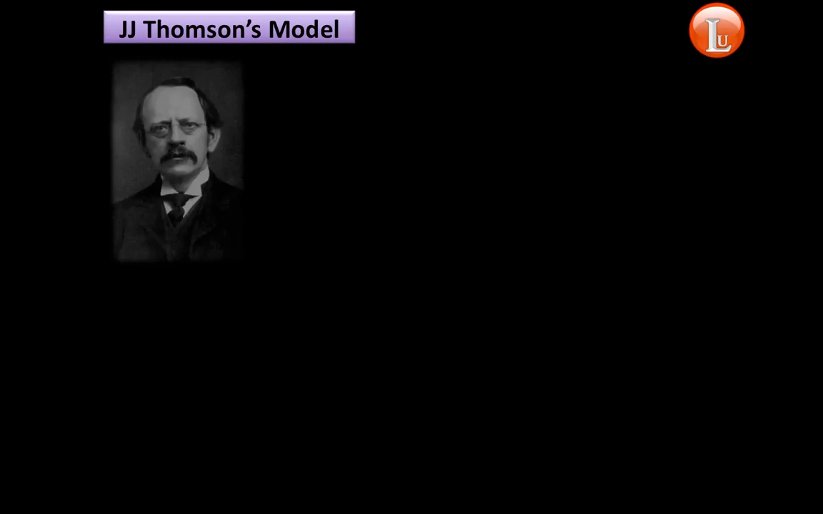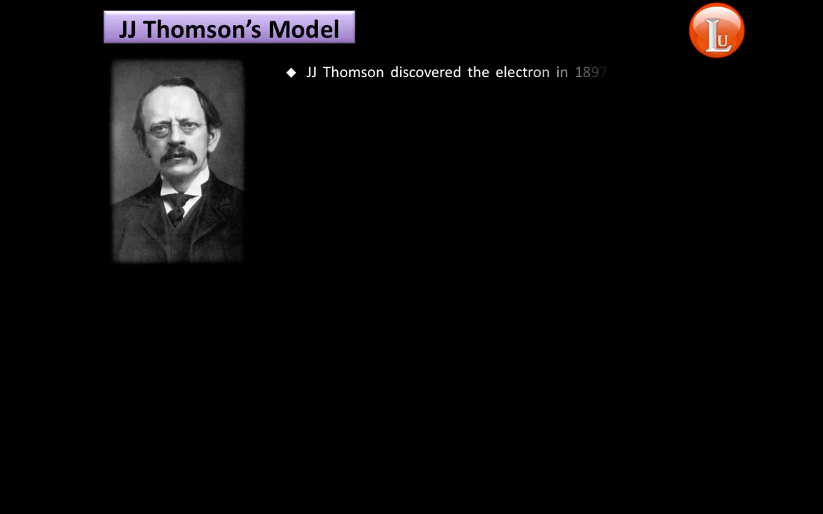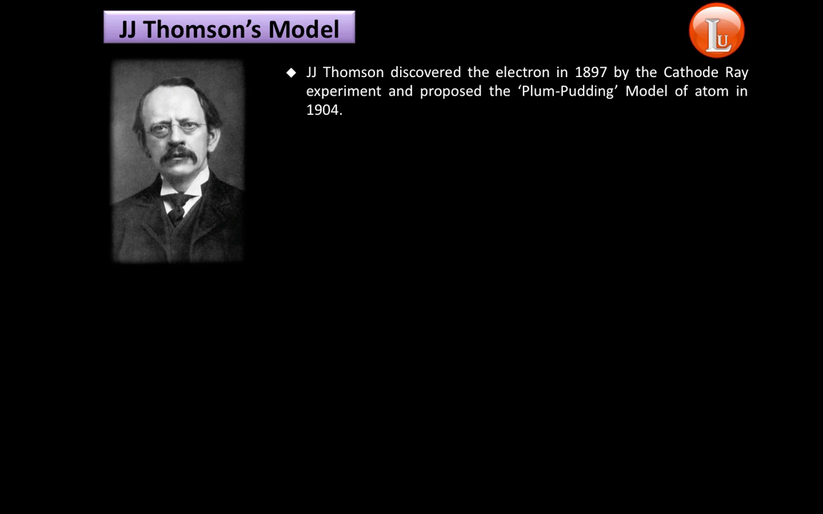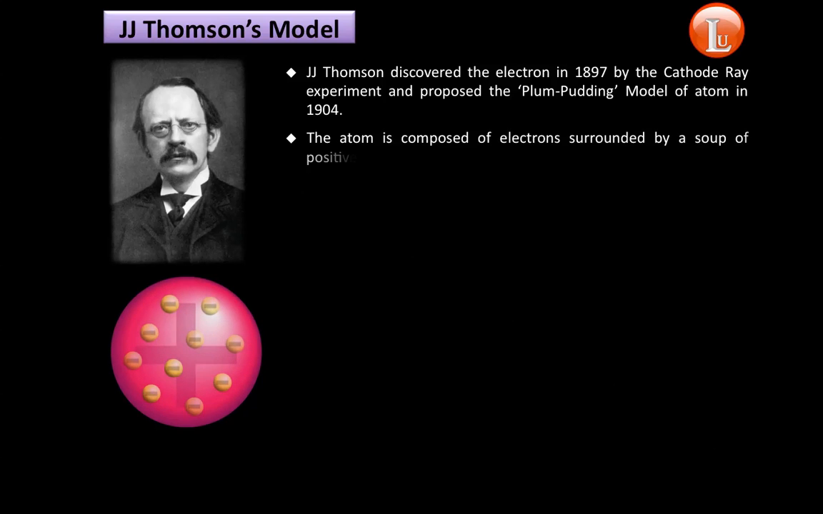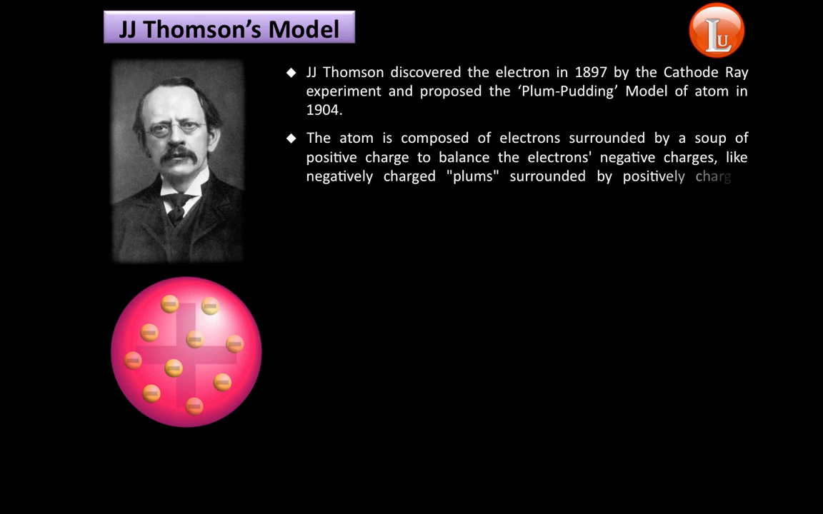Next, we move on to J.J. Thomson's atomic model. The plum pudding model of the atom by J.J. Thomson, who discovered the electron in 1897, was proposed in 1904 in order to add the electron to the atomic model. In this model, the atom is composed of electrons, though Thomson still called them corpuscles, surrounded by a soup of positive charge to balance the electrons' negative charges, like negatively charged plums or raisins surrounded by positively charged pudding.